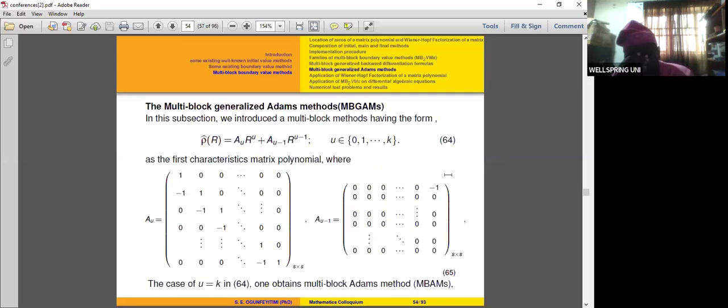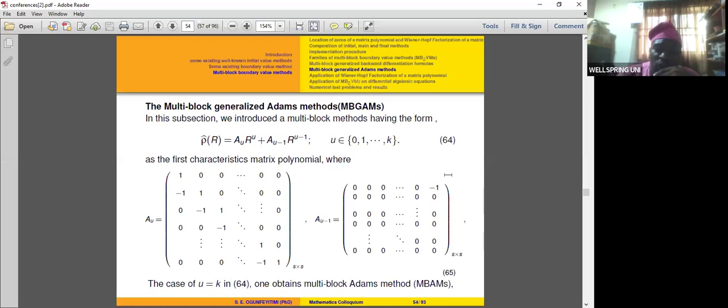Then we have the second method, which is the multi-block generalized Adam method. We introduce a multi-block method having the form. If you watch in initial value methods, the first characteristic polynomial always has k. It's either you have ak r raised to power k plus ak minus 1 r raised to power k minus 1 for the case of Adam's types. But here, in multi-block generalized Adam, we assume that our u is not equal to k.